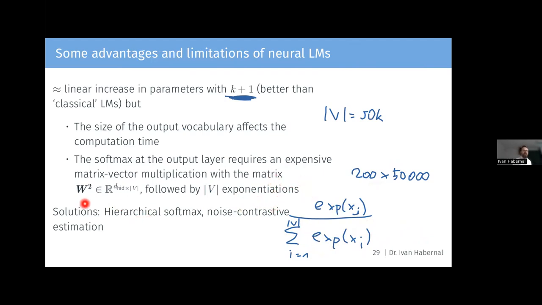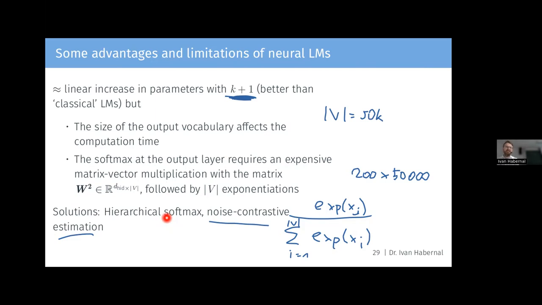And there are solutions to that. We don't go into details, but there's hierarchical softmax or noise contrastive estimation. I guess this one will be relevant later on for word2vec, but we don't talk about it today. So there are some pros and cons of these neural language models. Any question or comment? Okay, cool.